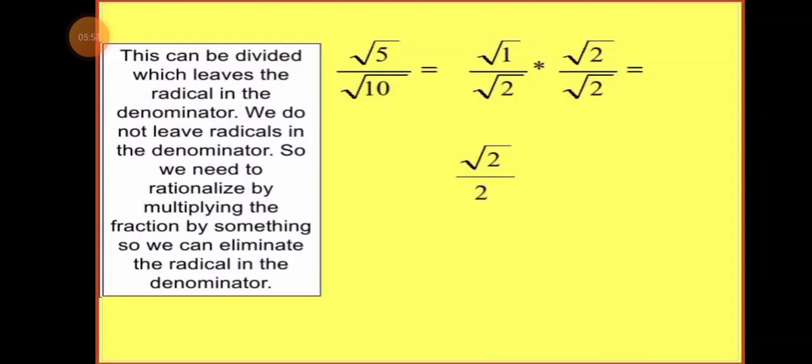This can be divided, which leaves a radicand in the denominator. We do not leave radicands in the denominator, so we need to rationalize by multiplying the fraction by something so we can eliminate the radicand in the denominator. Square root of 5 divided by square root of 10 equals square root of 1 divided by square root of 2, times square root of 2 divided by square root of 2, which equals square root of 2 over 2.